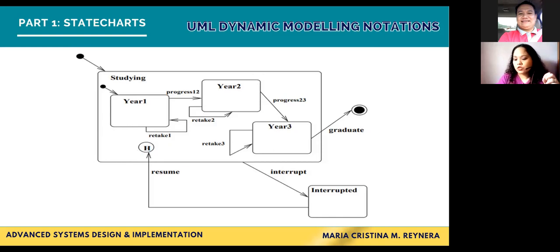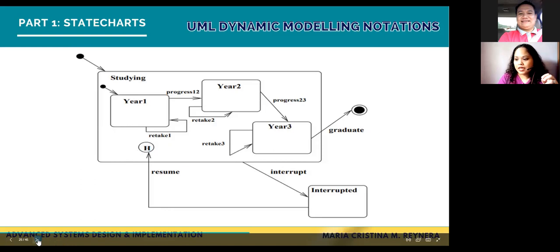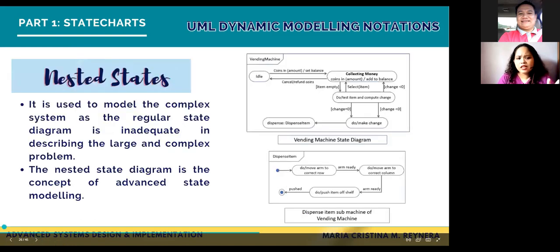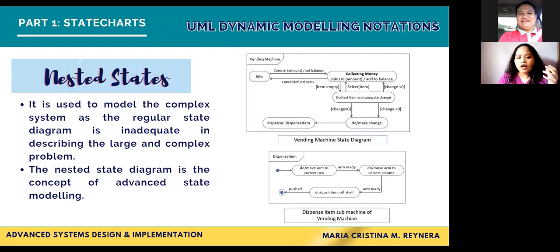Okay, so next is the nested state. A nested state is used to model a complex system, as a regular state diagram is inadequate in describing a large and complex problem. A nested diagram is a concept of advanced state modeling. For a better understanding, I have an example from binaryterms.com. It's an example of a vending machine state diagram. At the beginning, the machine is idle. I think all machines are like that, right? It will start with idle.